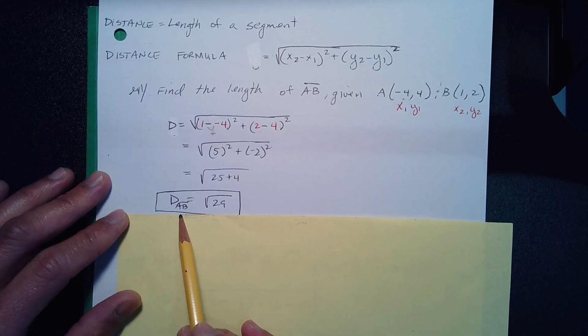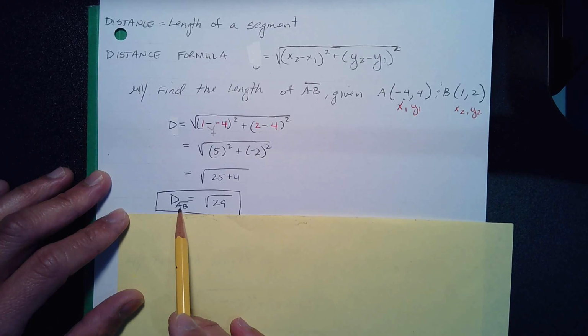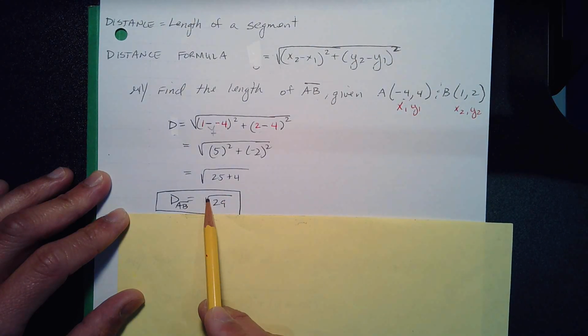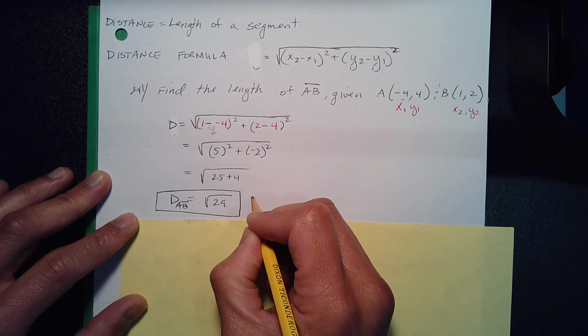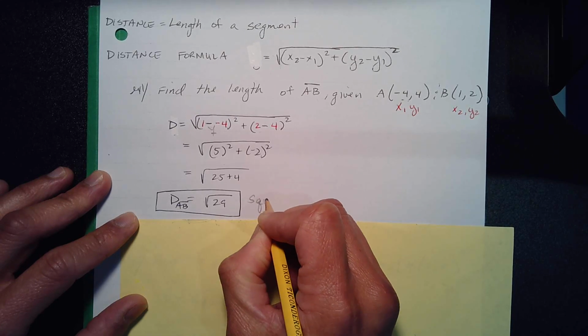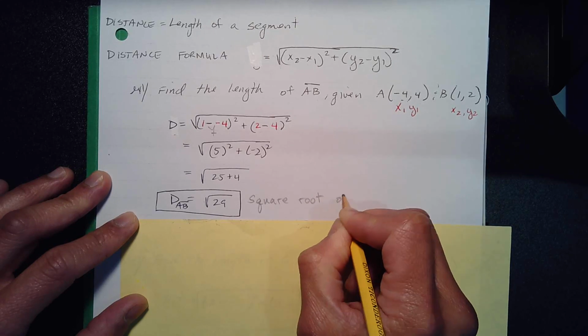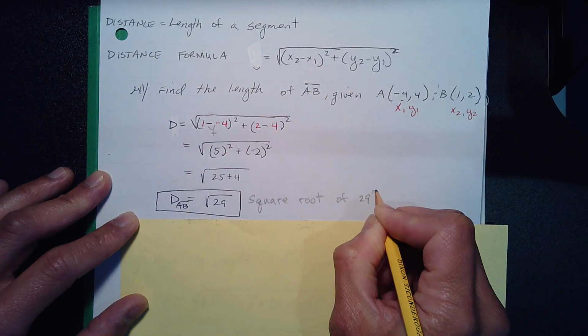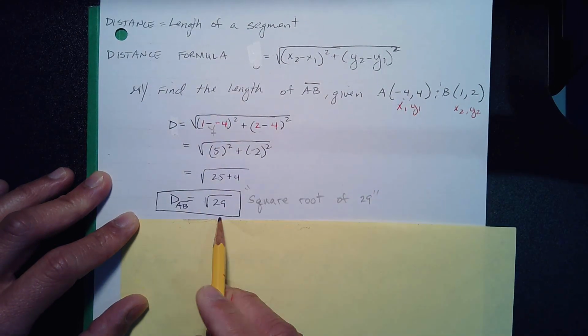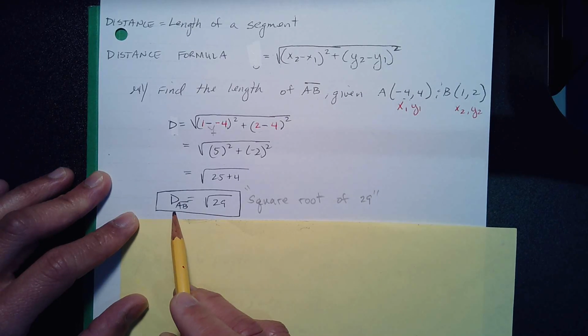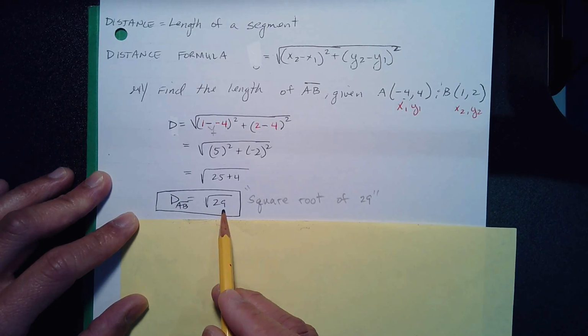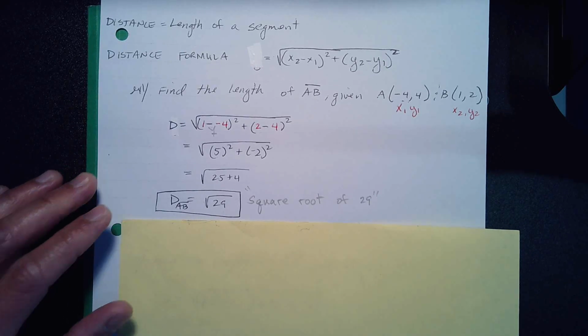So the distance of segment AB, that's what this is, the distance of segment AB is the square root of 29. That's how to say this: the distance of line AB is the square root of 29.